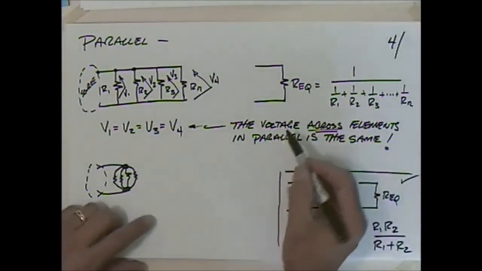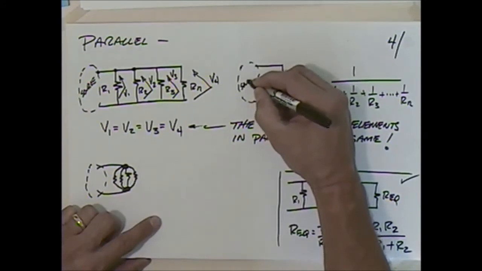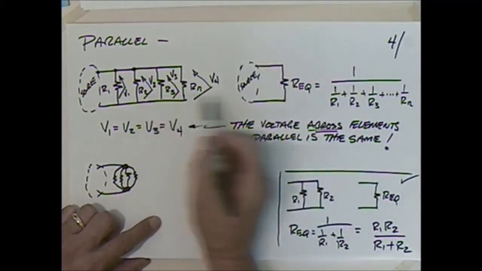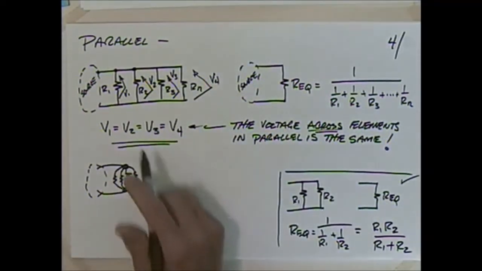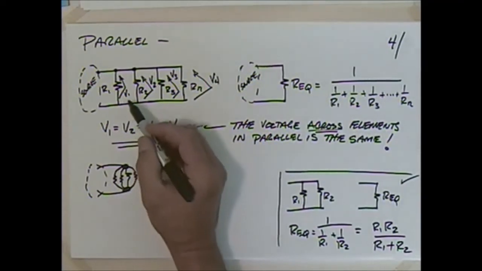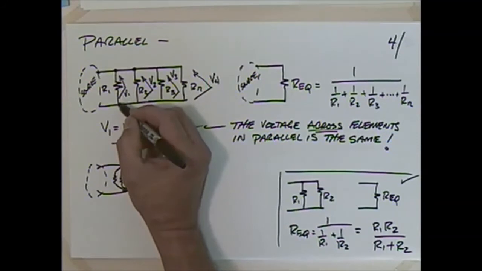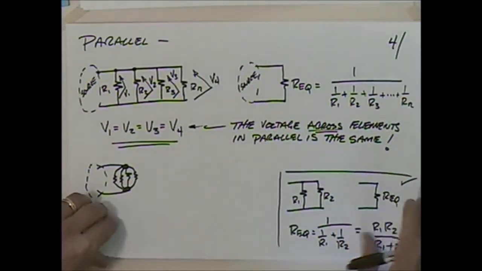And again, being able to reduce this is important, because if we were to put this source here, which is going to be easier to analyze, this or this, probably this. And again, this notion that V1 is equal to V2 becomes very important, because if I can somehow figure out what the voltage across this one is, well, it has to be the voltage across that one.